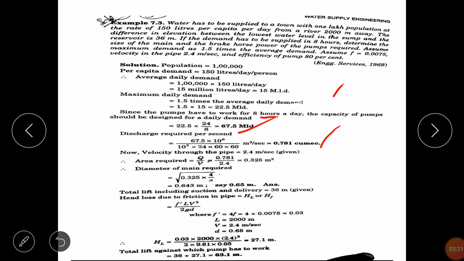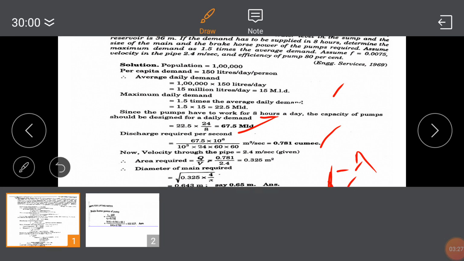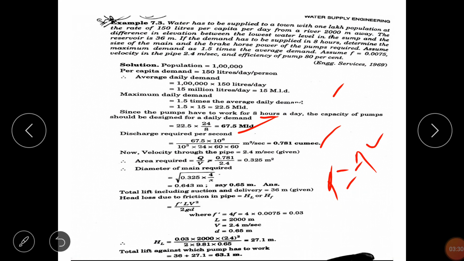Now the velocity is given as 2.4. We have the formula Q is equal to A into V. So in that formula we need to find A is equal to Q by V. So Q we have 0.781, velocity is given 2.4, it will be 0.325 meter square.